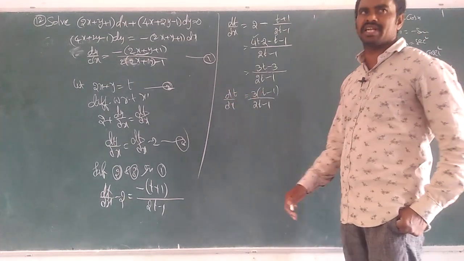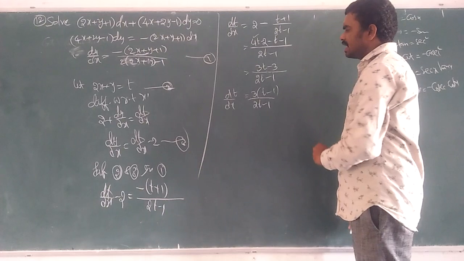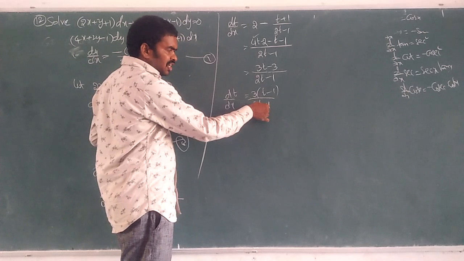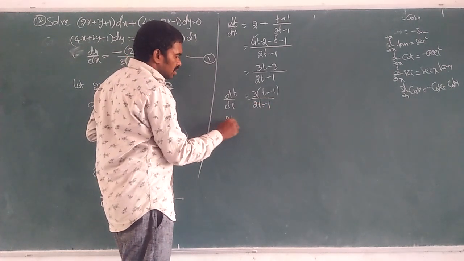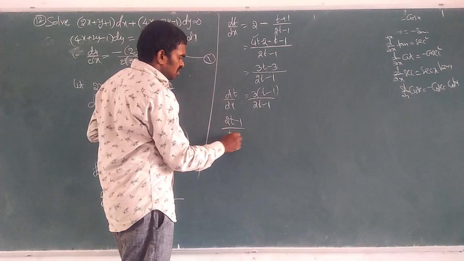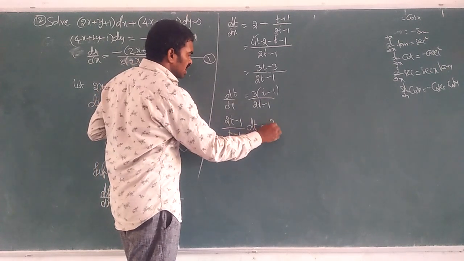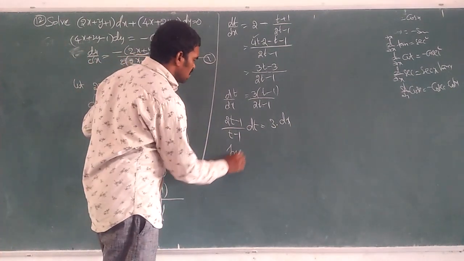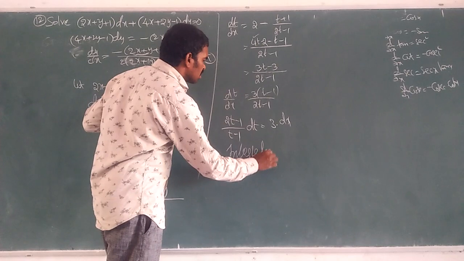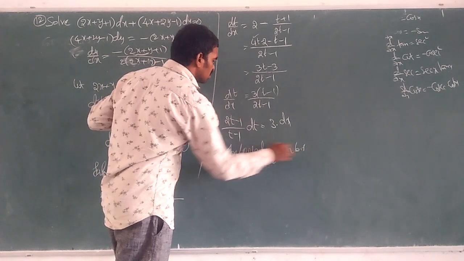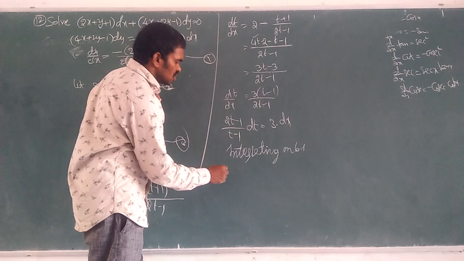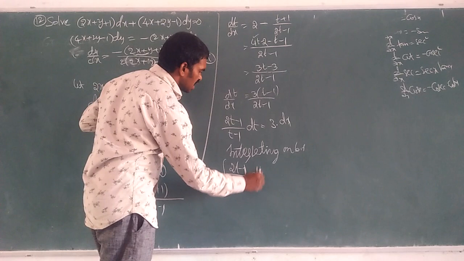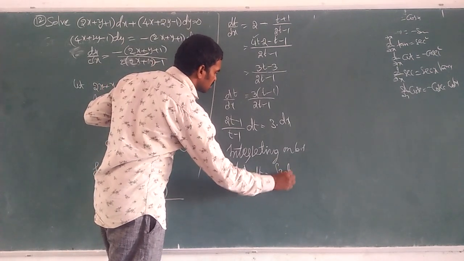Now separate the t terms and x terms. On the right side completely t terms are there, so we take them to the left side. So (2t − 1) in the denominator, when brought to the left side, becomes the numerator, and (t − 1) brought to the left side becomes the denominator. So (2t − 1)/(t − 1) dt is equal to 3 dx. So now the variables are separated. After separating the variables, immediately integrate on both sides: the integration of (2t − 1)/(t − 1) dt is equal to the integration of 3 dx.